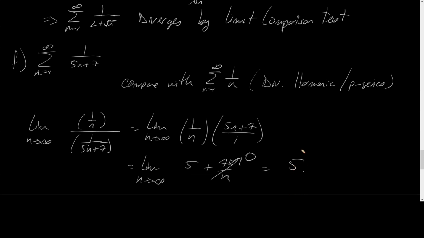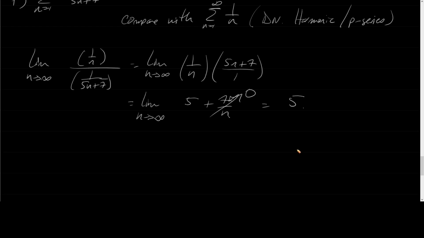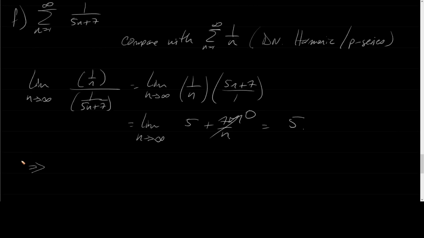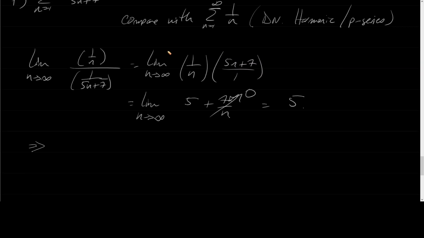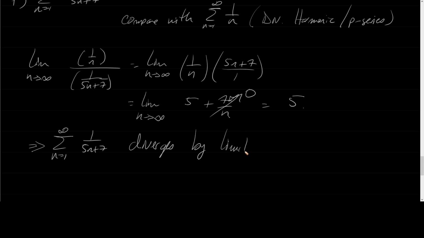And 5 is positive, 5 is finite. So that tells us that both series behave the same way. And the one that we were comparing it with, we already know that it diverges. So that tells us the one that we cared about, 1 over 5n plus 7, diverges by limit comparison test. All right.